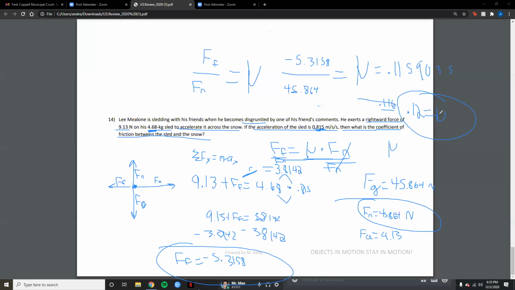Okay. Anyone have any questions about that one? Wait, I thought we were supposed to find the mu. That is mu. You find mu with friction force and normal force. So what's the final answer? Mu equals 0.12.